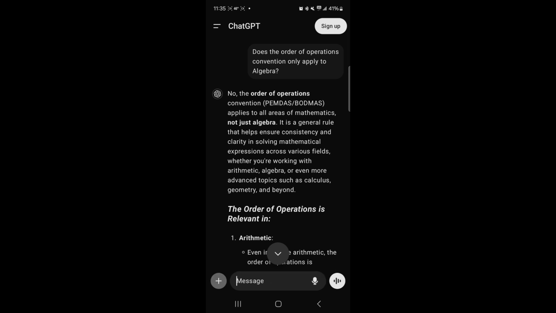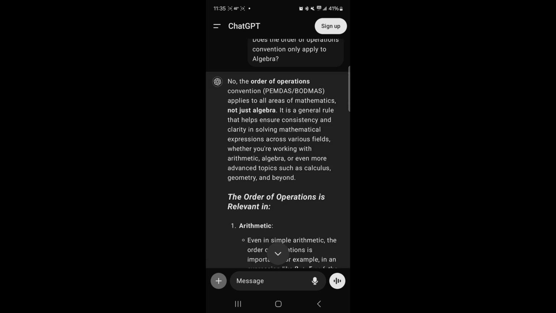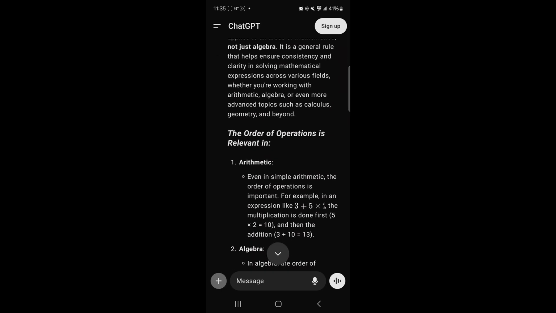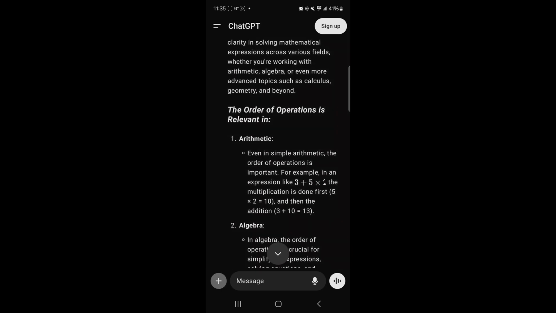But the order of operations convention applies to all areas of mathematics, not just algebra. It is a general rule that helps ensure consistency and clarity in solving mathematical expressions across various fields, whether you're working with arithmetic, algebra, or even advanced topics such as calculus, geometry, and beyond, like Bed, Bath, and Beyond. Remember that?